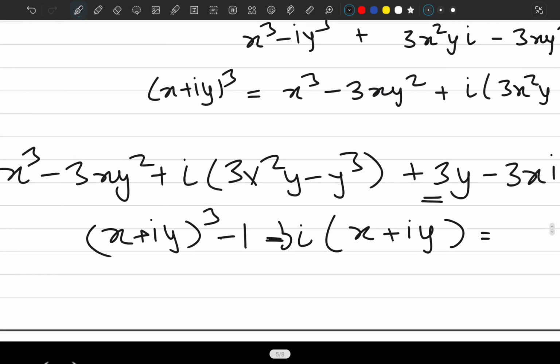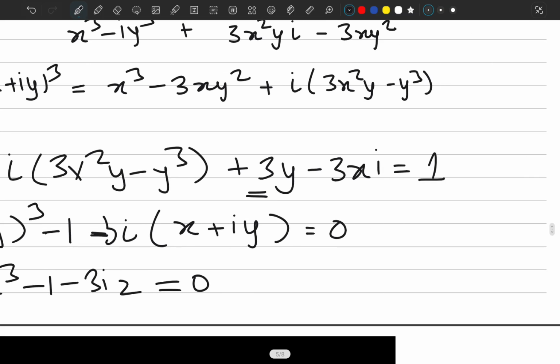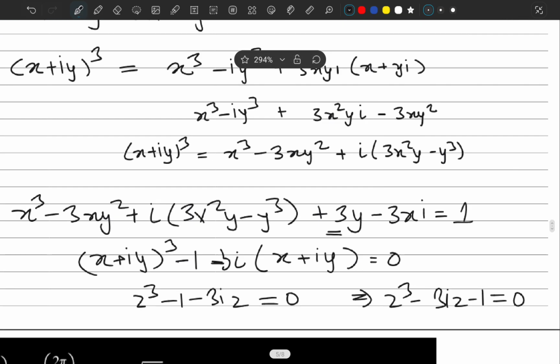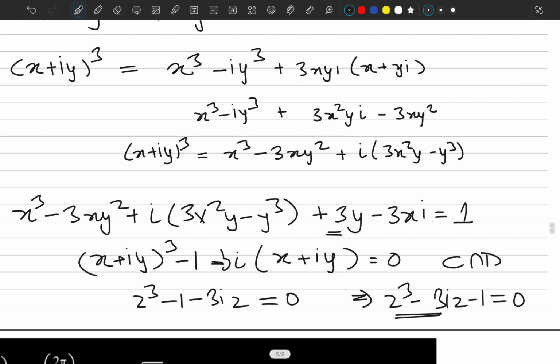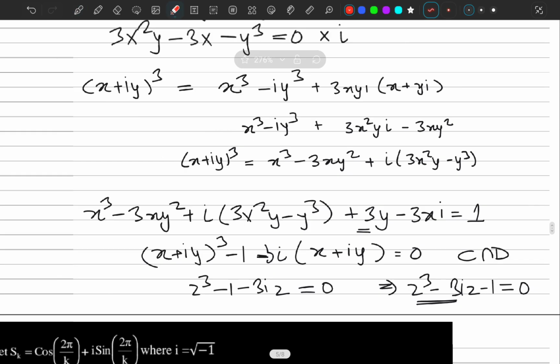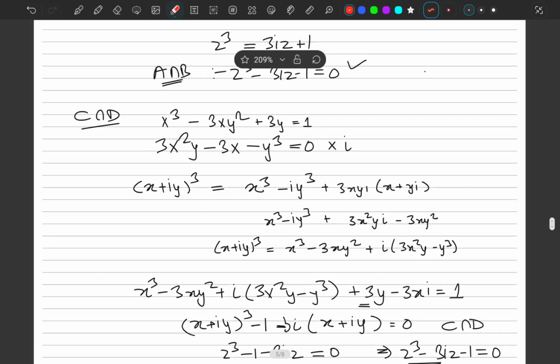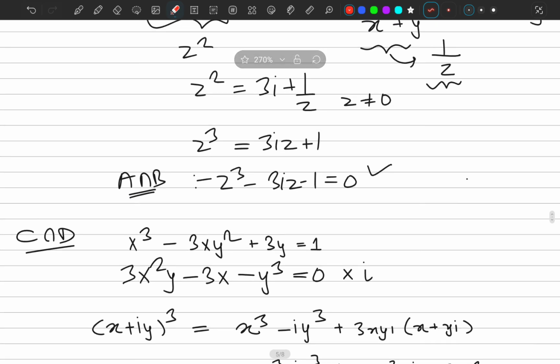Okay, then equals to 0. Now this is z cube minus 1 minus 3z equals to 0. Rearranging, z cube minus 3iz minus 1 is equal to 0. So this is for C intersection D. As we can observe, z cube minus 3 iota z minus 1 is equal to 0 for C intersection D, and for A intersection B also z cube minus 3 iota z minus 1.